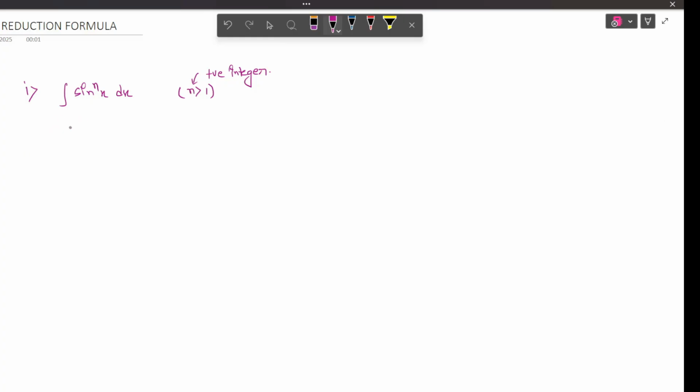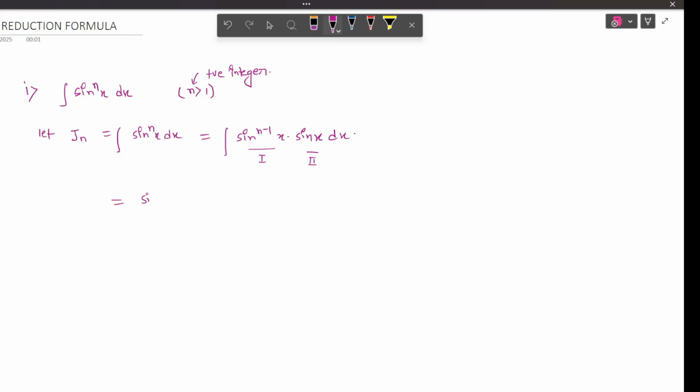So let us find the formula of integration sine to the power nx dx. Let us say this is our Jn, that is integration sine to the power nx dx. We can write this as sine to the power n minus 1 x into sin x. If the powers are added, then you will get sine to the power nx. Now here we have to apply by parts. Let us say this is our first function and this is our second function.